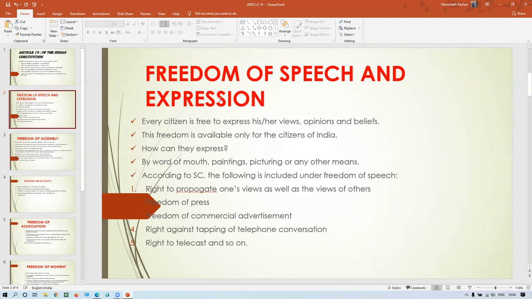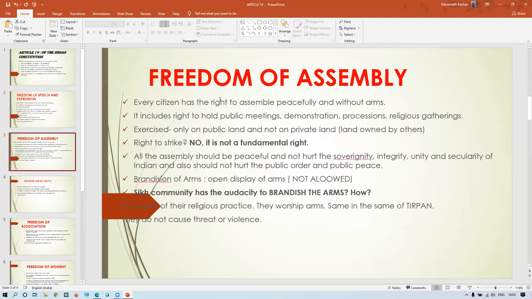Right against tapping of telephone conversation. Anyone who has the authority to tap, as in the government people, just for evidence purposes, they can tap a telephone conversation. Right to telecast and so on. Even the telecasting is for the media people. Anything which follows the rules and is lawful in the eyes of law can be done. This is about freedom of speech and expression.